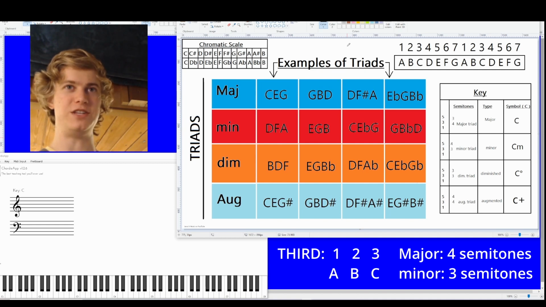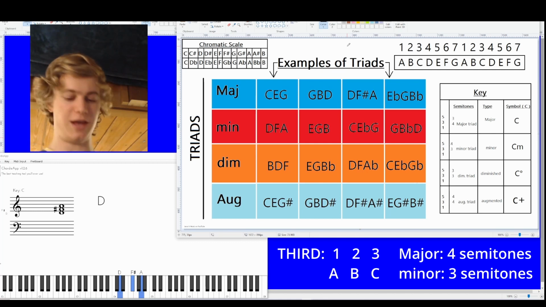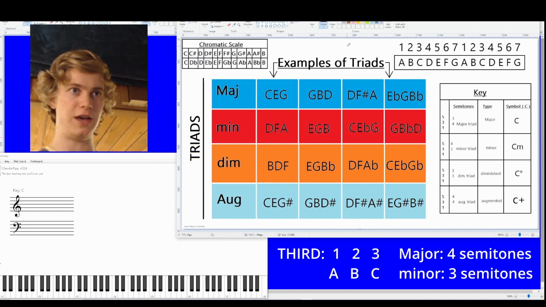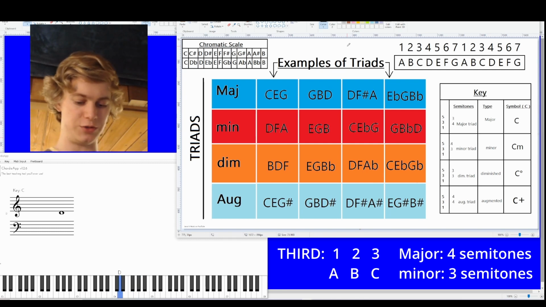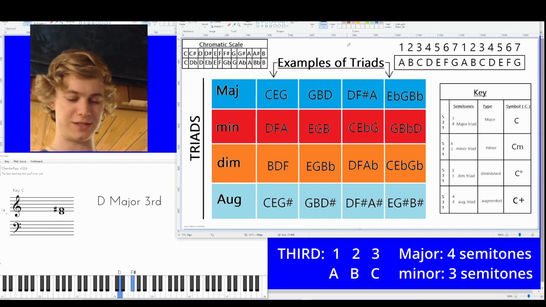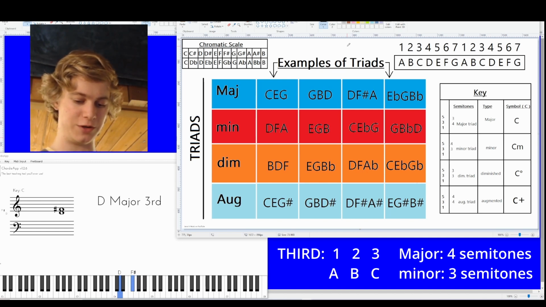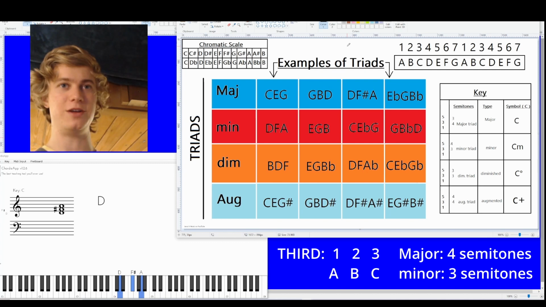So let's start with a D major triad, which is D, F sharp, and A. F sharp may look a little intimidating with the sharp in there, but just know it's the same thing of a major third and a minor third stacked on top of each other, which is another way of saying that from the first note we have a 1, 2, 3, 4 semitone difference, and then from that next note we have a 1, 2, 3 semitone difference.